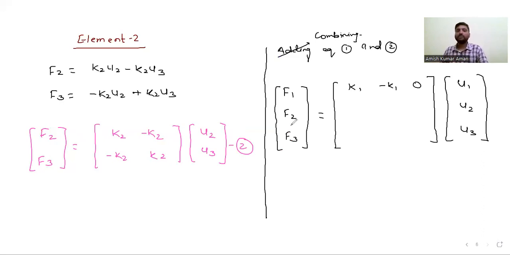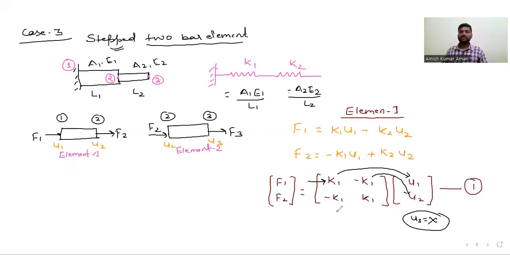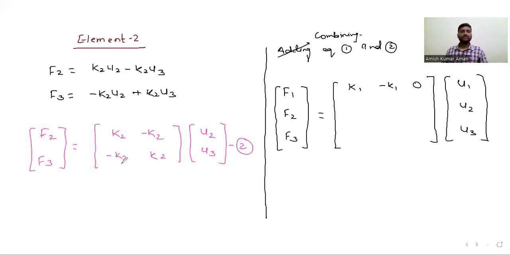Now coming to F2. This is very, very important. But first let us write F3. Coming to F3, is there any F3? Yes. F3 is only minus K2 for U2, K2 for U3. For U1, is there any U1 term? No. So for U1 the stiffness should be 0. So we can write 0 here, then minus K2, and then K2.